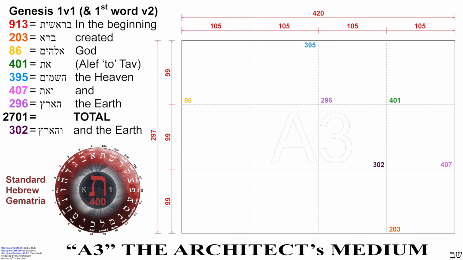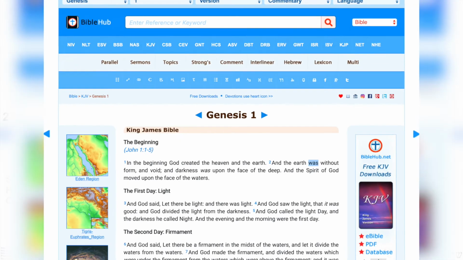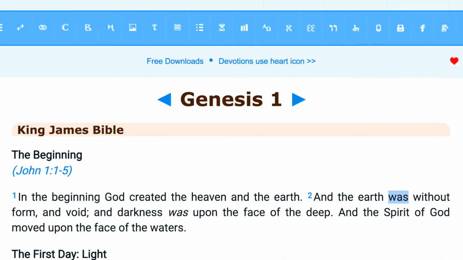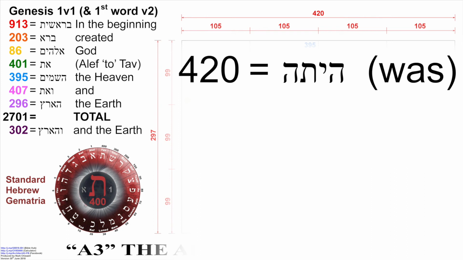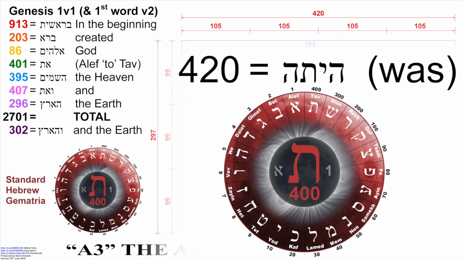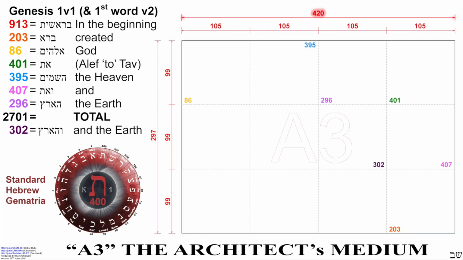Before I conclude, there are 2 last things I'd like to say. The first thing is that the 9th word in Genesis chapter 1, which is the Hebrew word for was, that Hebrew word has a gematria of 420. So the second verse goes, "And the earth was without form and void." The Hebrew word for was has a standard Hebrew gematria of 420, which is the dimension of the longest side of an A3 sheet.